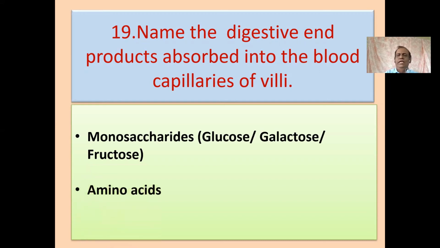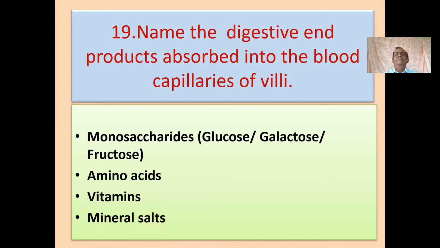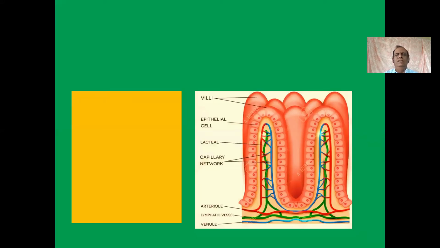The second one, amino acid. Amino acid is the end product of protein digestion. That is the simple unit of protein. The next one, vitamins. The fruits and leaves have a lot of vitamins, vitamin A, B, some are water soluble, some are fat soluble vitamins, all absorbed. The mineral salts are also absorbed by the blood capillaries. So what about the end products of lipids? Those are not absorbed by the blood capillaries. So next question, we will see the next question.